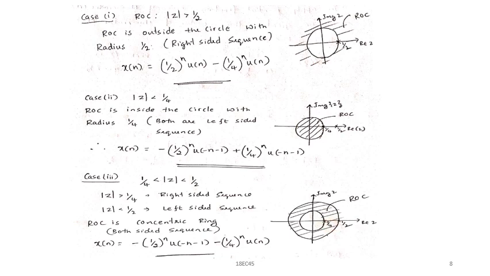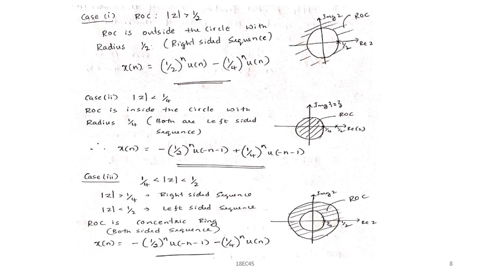So here one is mod Z greater than 1 by 4. So this second term is your right-sided sequence, whereas first term is your left-sided sequence because mod Z is less than 1 by 2. Now if I take the inverse Z transform of X of Z, I'll get minus 1 by 2 to the power n u of minus n minus 1 minus 1 by 4 to the power n u of n.